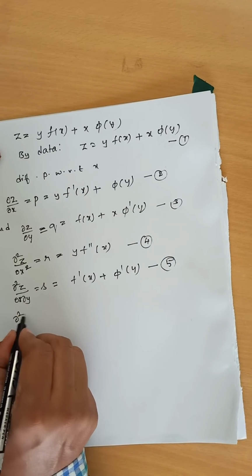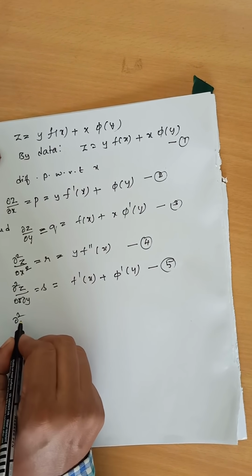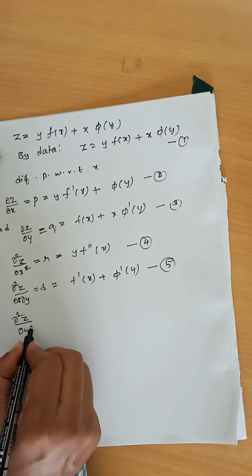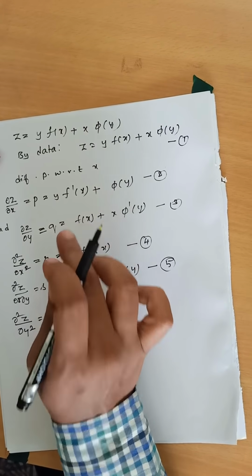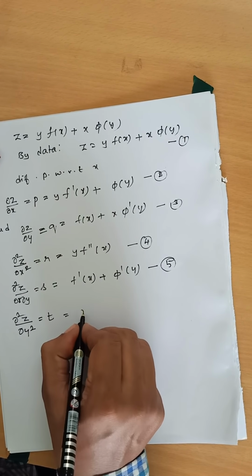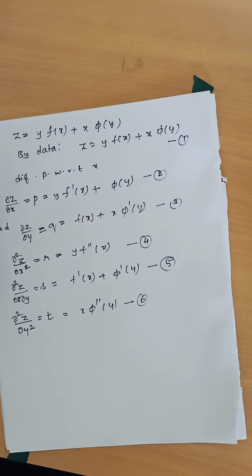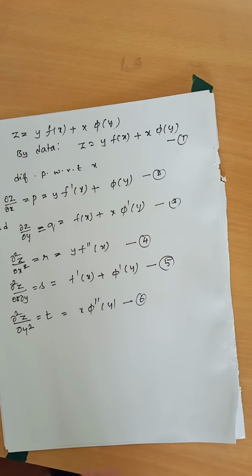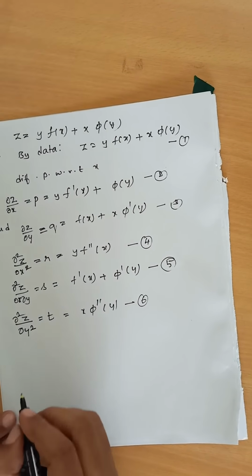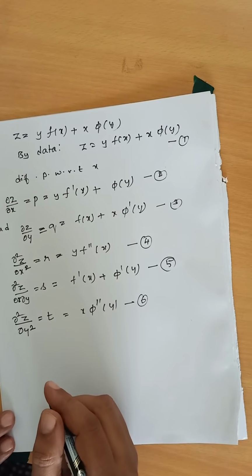Next, after finding P, Q, and S, the last standard notation is T, denoted by ∂²z/∂y² is T. That means we differentiate again with respect to y, that is x φ double dash of y. So we have equations 2, 3, 4, 5, 6. Using these equations, we eliminate f and φ. You rewrite the given equations for convenience in eliminating the arbitrary functions.